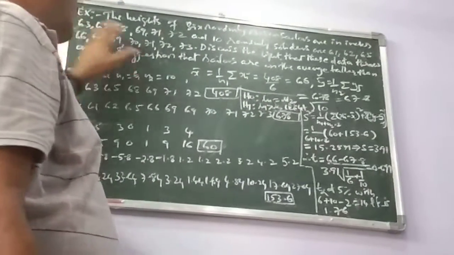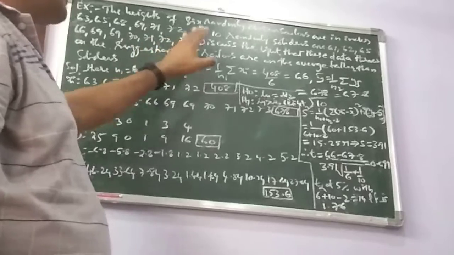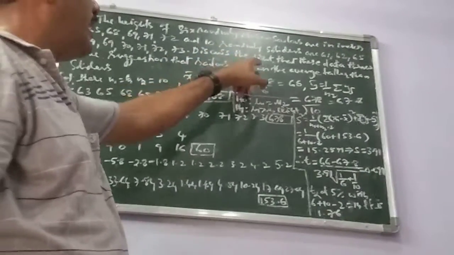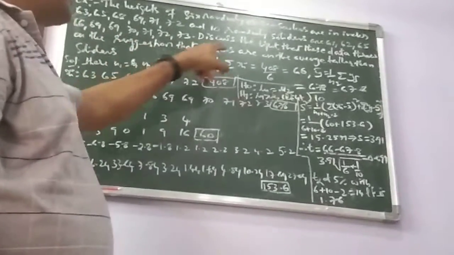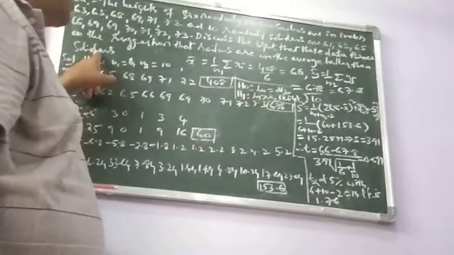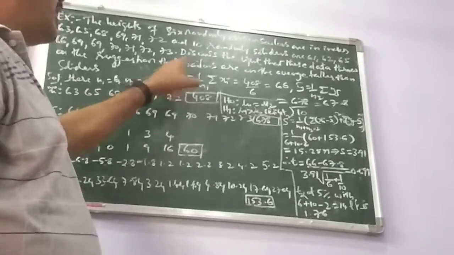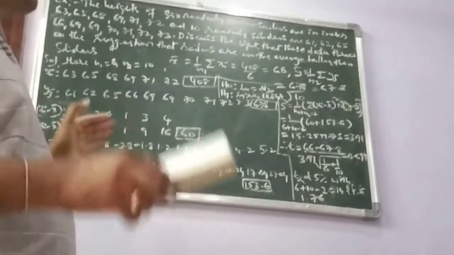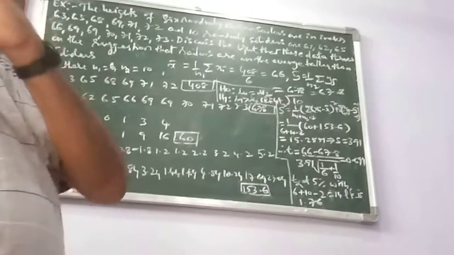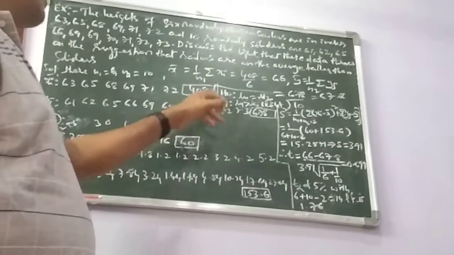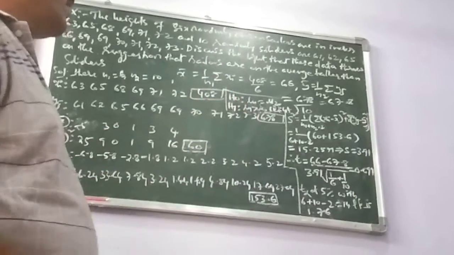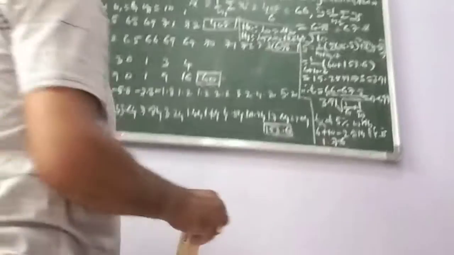From this conclusion we fail to reject the null hypothesis, because the claim from this data suggests that Eilers are on average taller than the Soldiers, but we reject that statement. Eilers are not on average taller than the Soldiers. The average heights of the Eilers and the Soldiers are equal. So we accept that statement, that is, the null hypothesis H naught: mu1 equal to mu2. Okay, this is one problem.